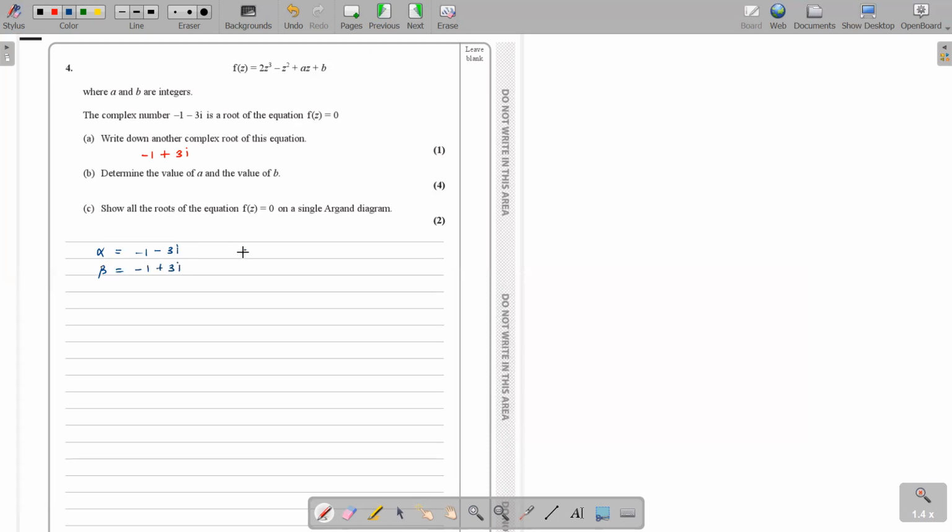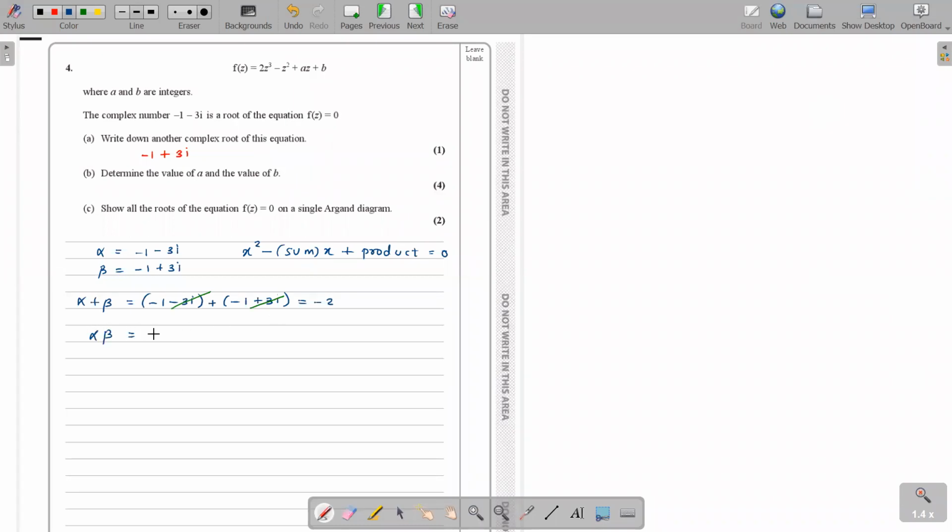So to get the quadratic equation, I can again use the same format I used earlier. X square minus sum of roots times x plus product of roots equal to 0. So what's the sum of roots? Minus 1 minus 3i, I add it with minus 1 plus 3i. So minus 3i plus 3i will cancel off. Minus 1 minus 1 is minus 2.